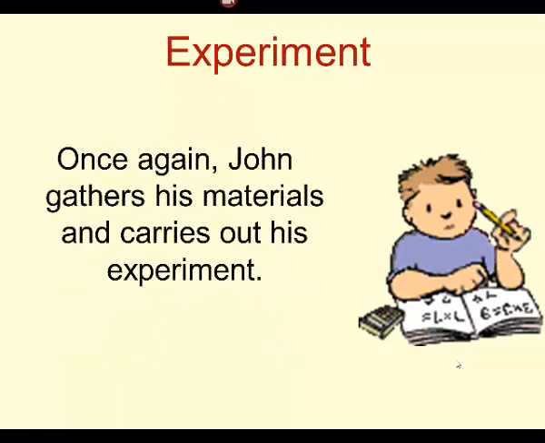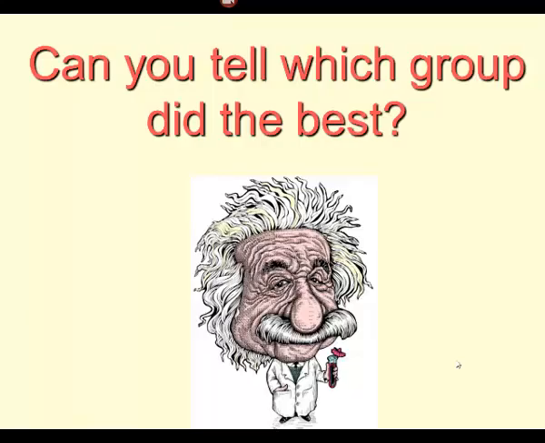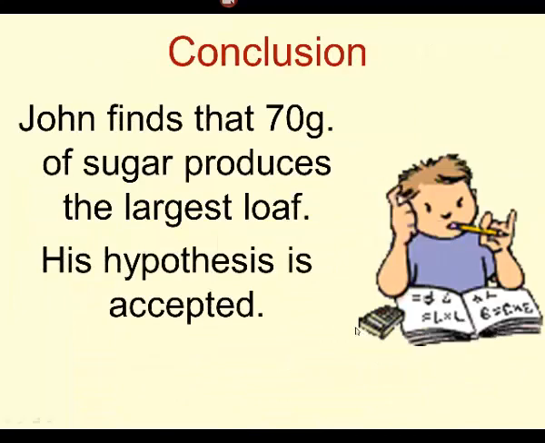So once again, he gathers all of his materials, he goes back to the experiment, and he carries out his experiment again. And here is what he has for results. Can you tell which group did the best? So 50 grams is his control group, and he goes up to 90 grams. Which group did the best? His largest average size is 1612 centimeters cubed. So he finds that 70 grams of sugar produces the largest loaf. His hypothesis then is accepted.